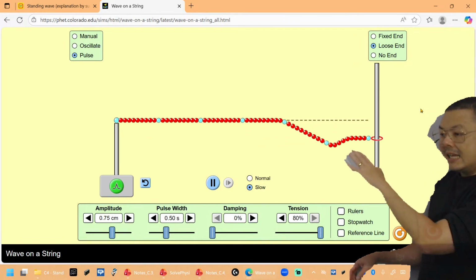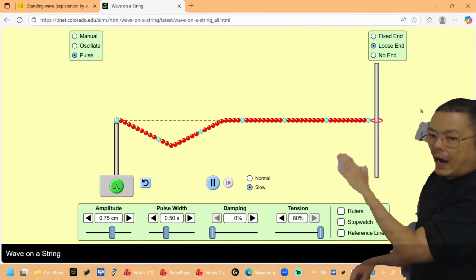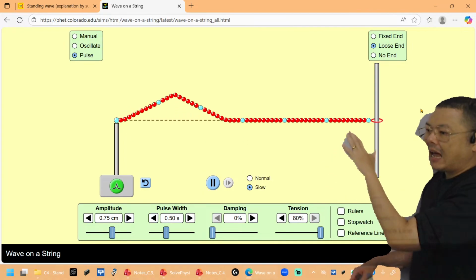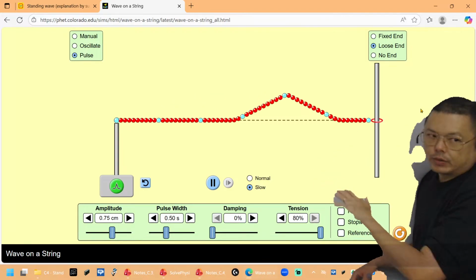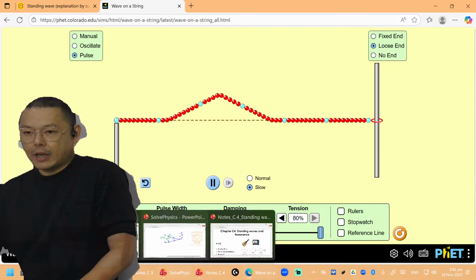This will help you understand for standing waves why a closed end is a node and an open end is an antinode. We'll explain that in a while later. Okay, I'll just explain it now.